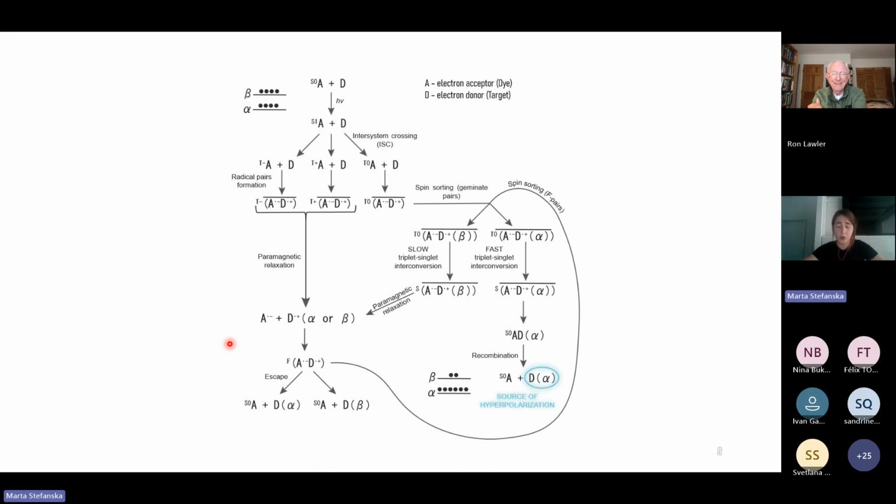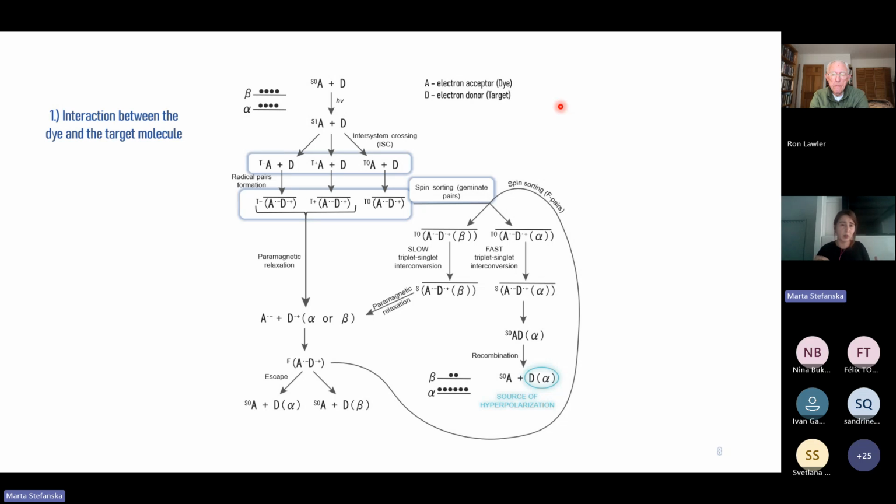So now we have to consider which properties are actually important for photo-CIDNP. When we look at the general scheme of photochemically induced dynamic nuclear polarization, we can identify some steps that are very important for photo-CIDNP to exist. The first thing is that we have to have a stabilizing interaction between the target molecule and the dye. And it was already shown in the literature that this can be correlated to the hydrophobic properties of the molecules. This is because hydrophobicity can be connected to aromaticity, which is responsible for pi-pi stacking between the dye and the target molecule, so they can stabilize the interaction.